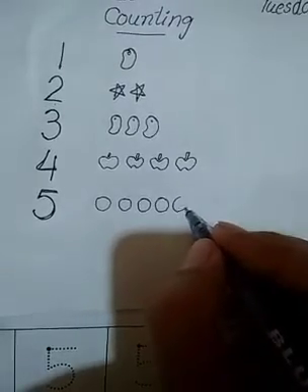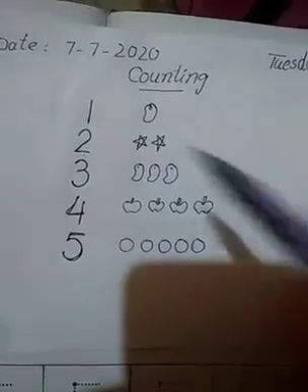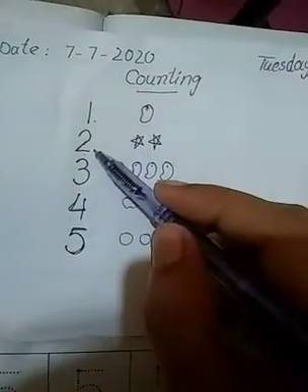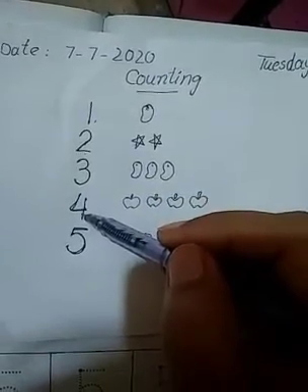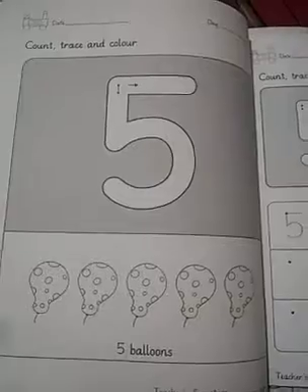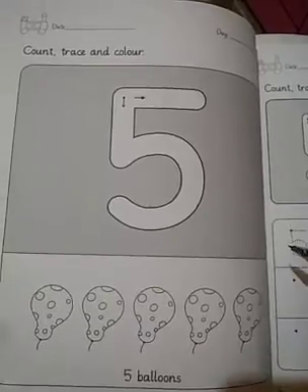1, 2, 3, 4, 5. How many circles are there? 5. Again read. 1, 2, 3, 4, 5. That's counting. Now my cute students will do this page.